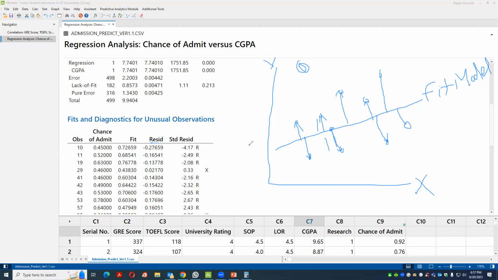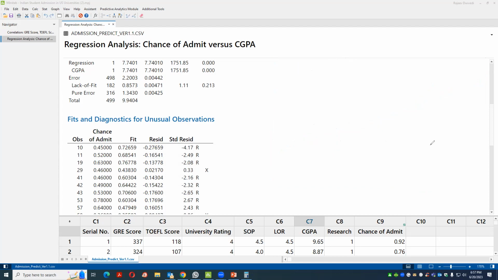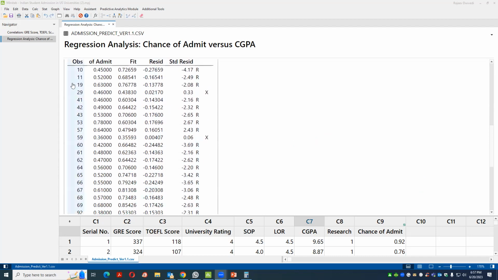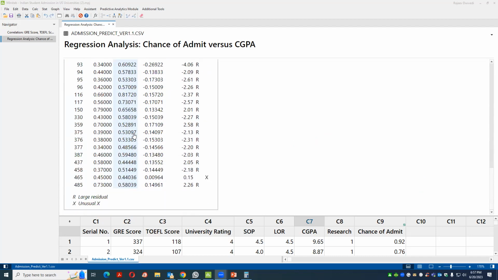So chance of admission means these are unusual. For example, let's say somebody has a very high GPA, but the chance of admission is 0. That means something is wrong in the data. So either you need to clean this data, or you need to check it. These are the observations that are unusual, and you can clearly see them.